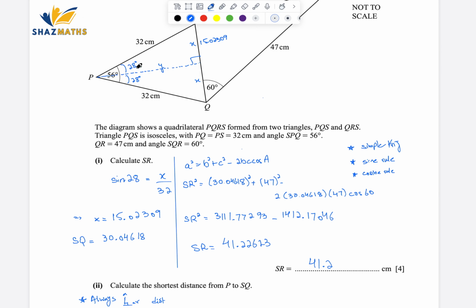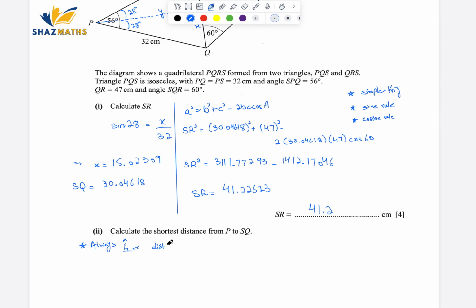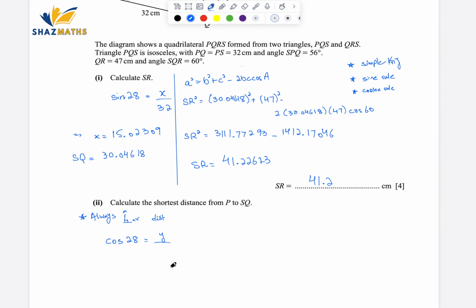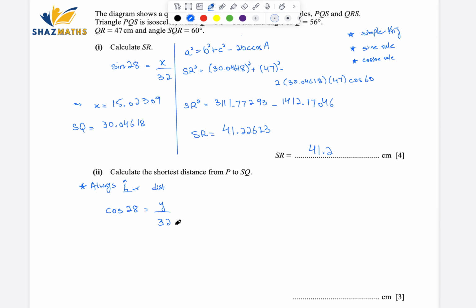Right now I'm going to use this 28 angle, so that means adjacent or base is involved, and we already know the hypotenuse. So base and hypotenuse, these two sides are related by cosine. So if you remember, cos of 28 equals adjacent or base, that is y, over hypotenuse, which is 32. Solving it out, y would be equal to cos 28 times 32.